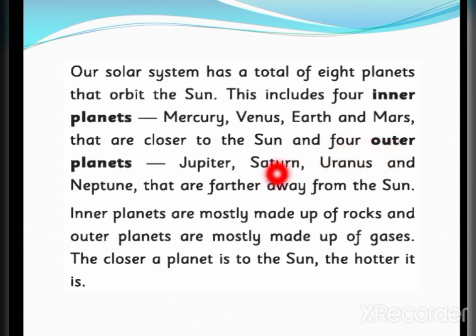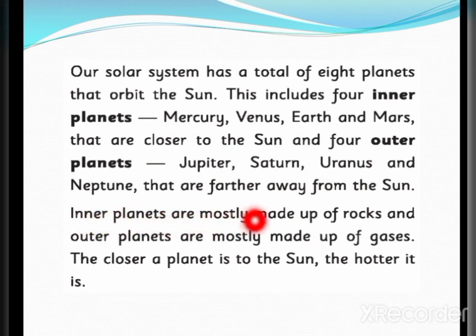And the 4 outer planets are Jupiter, Saturn, Uranus and Neptune. Jupiter, Saturn, Uranus and Neptune are outer planets that are farther away from the sun. Inner planets are closer to the sun, and outer planets are away from the sun.